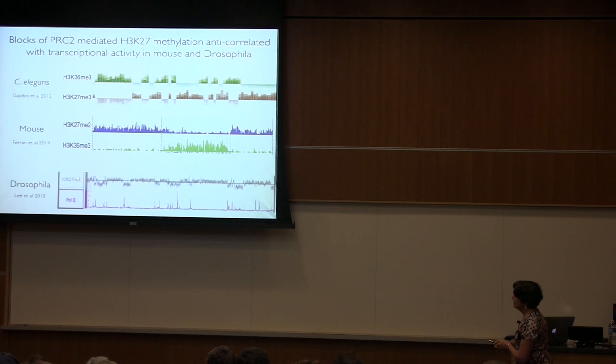And in Drosophila, they mapped H3K27 dimethyl above the line, in large blocks. This is anti-correlated with Pol2, where you have low K27 dimethylation, you generally see Pol2. They haven't done K36 in this example. So it may be that this separation into domains of H3K36 methylated regions and H3K27 methylated regions might be similar in other animals.